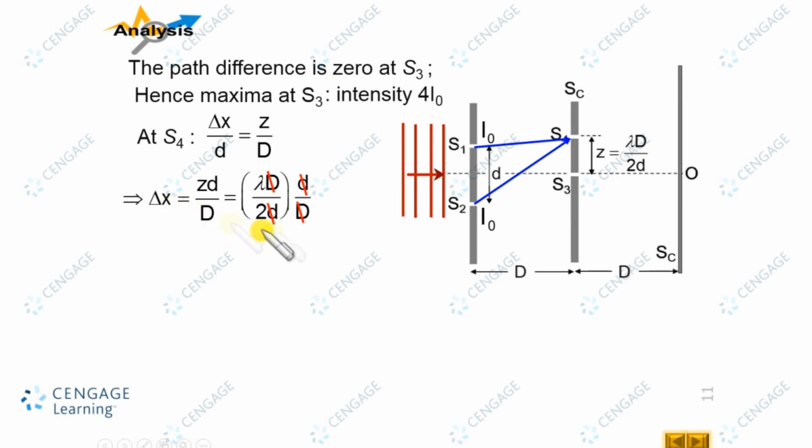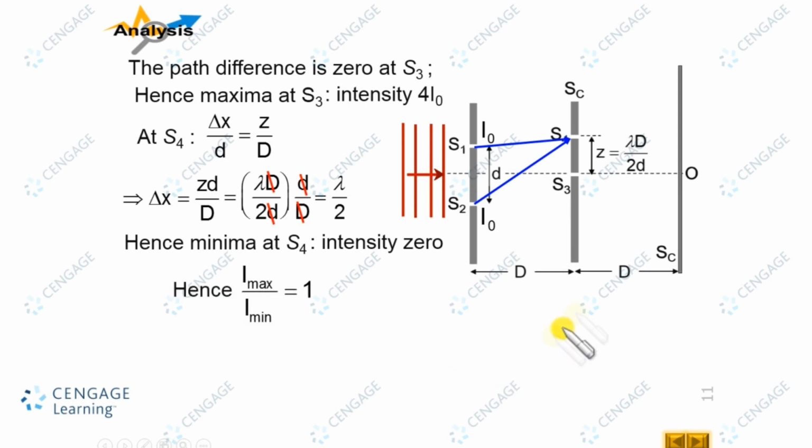That means delta x equal to lambda by 2, and we know this lambda by 2 path difference corresponds to the minima. That means the intensity at this slit S4 should be equal to 0 because it is having minima. That means no light will come out from S4, there will be light at S3 only. That means the intensity distribution on screen number 3 is uniform. Now you can say the maximum to the minimum intensity at screen 3 should be equal to 1. Now let us move to analyze the second part.